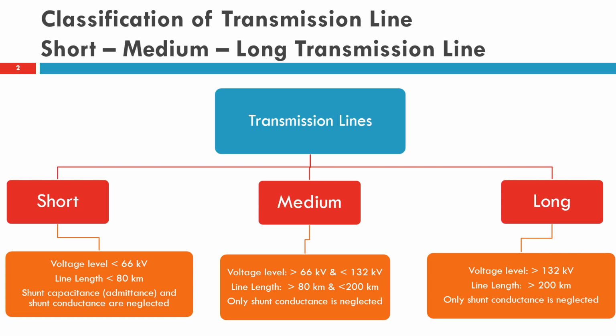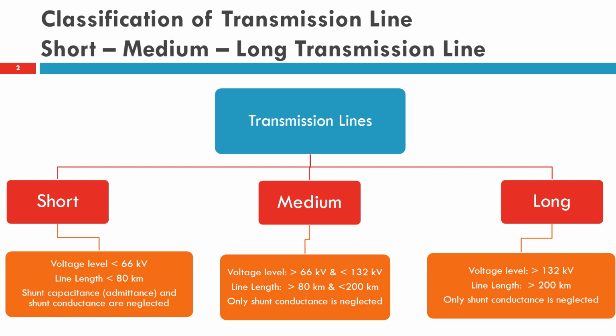Another major criteria for this classification is the consideration of the shunt capacitance. In case of a short transmission line, the voltage levels are low, and that's why we do not consider the effect of the shunt capacitance. But in case of the medium and long lines, the voltage levels are quite high, greater than 132 kV. In that case, we cannot neglect the effect of shunt capacitance, and that's why we will consider the effect of shunt capacitance in both the cases, medium as well as the long line.